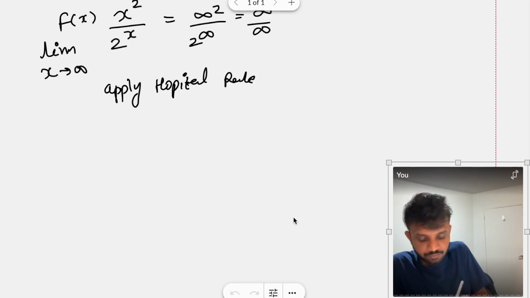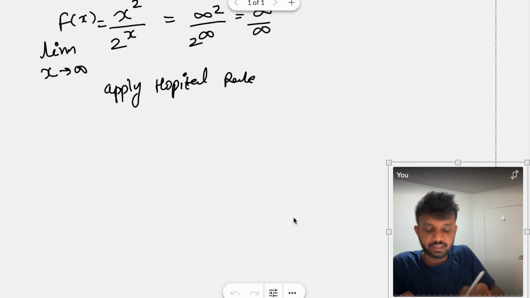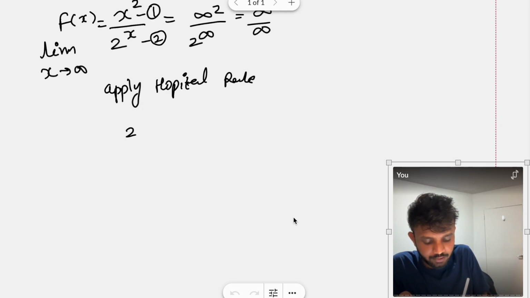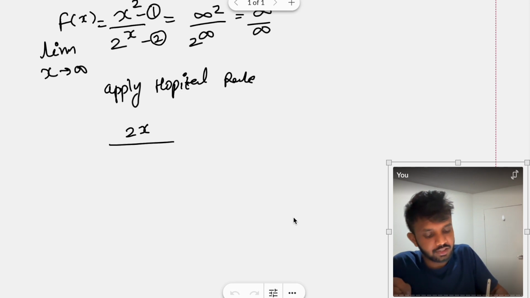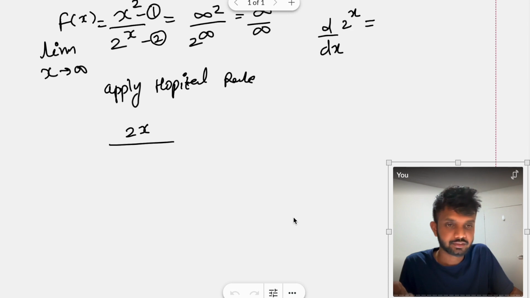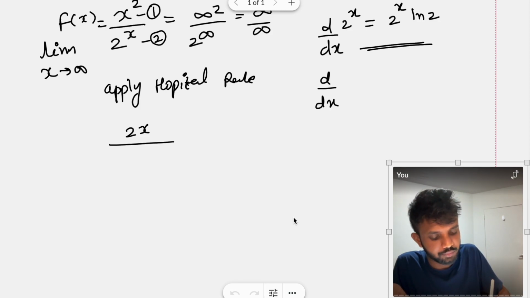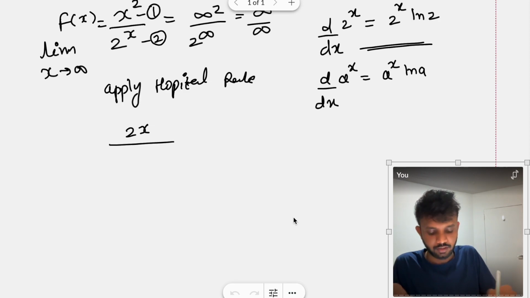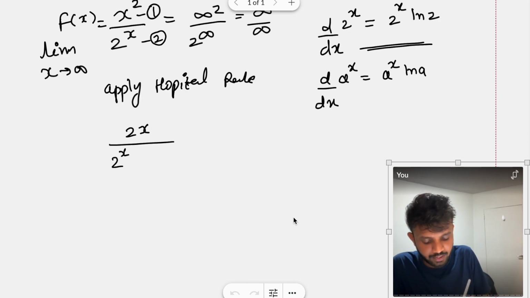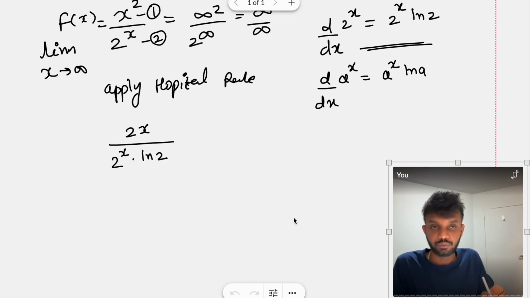So suppose this was my f(x). Now I will differentiate the first function and I'll differentiate the second function separately, right? So what will be the differentiation of x square? That will be 2x, right? What will be the d by dx of 2 to the power x? So 2 to the power x is 2 to the power x into ln 2, right? You can also write the general formula: the differentiation of a to the power x is a to the power x ln a, right? I'll substitute this, so this is 2 to the power x into ln 2, right?